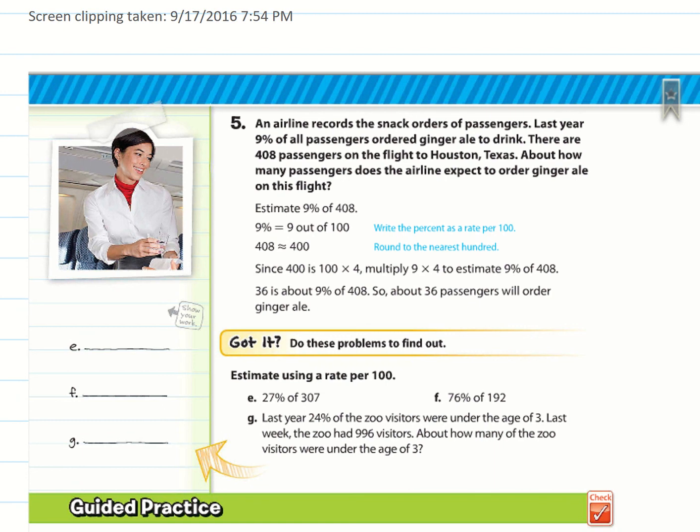So let's go over example 5. It says an airline records the snack orders of passengers. Last year, 9% of all passengers ordered ginger ale to drink. There are 408 passengers in the flight to Houston, Texas. About how many passengers does this airline expect to order ginger ale on this flight?